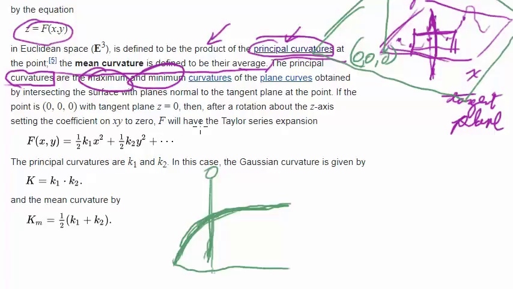And this is going to have the Taylor series expansion. Oh, and first, we have to rotate the table around this point so that it can be expressed as a polynomial where the coefficient on xy is 0. And that curve, they think, could be represented by one half k1 x squared plus one half k2 y squared.